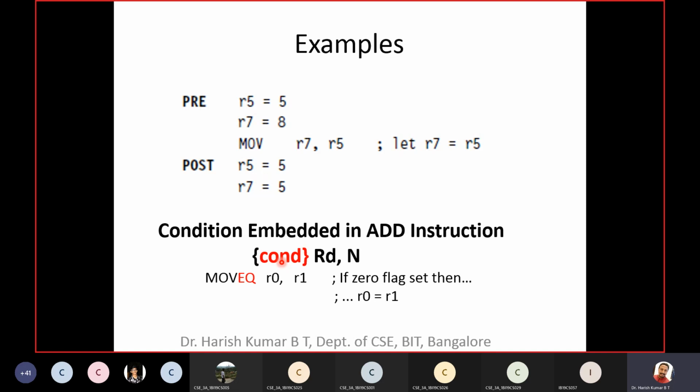And this is the example for embedding a condition within the move instruction. We are embedding the equality condition inside the move instruction. So the value of R1 gets moved to the register R0 only if the zero flag is set. Only if the zero flag is set, the content of register R1 will be moved into register R0. So this is the condition embedded inside the move instruction.